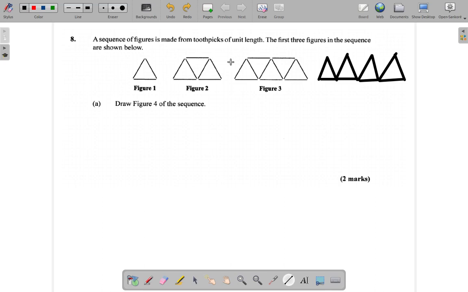Then as for the roof, for the triangles, you have none in figure 1, 1 in figure 2, 2 in figure 3, so that's 3 in figure 4, 1, 2, 3. Alright, so this would be figure 4. So that's figure 4 of the sequence.